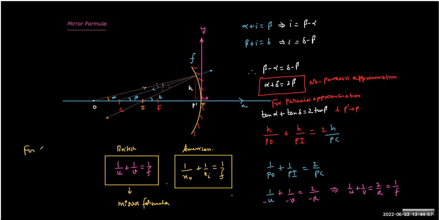So for plane mirror, the radius of curvature tends to infinity, and therefore f also tends to infinity. So 1 by u plus 1 by v equals 0. So v equals minus u, which is exactly what a plane mirror does. It forms real to virtual and virtual to real. So if u is negative, v will be positive for sure. But if u itself is positive, v will be negative. So that's the interpretation which you can understand from the mirror formula.